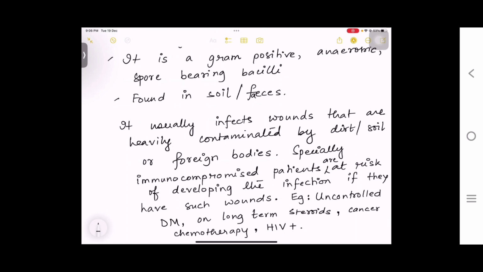Now, the Clostridium perfringens usually infect the wounds that are heavily contaminated by dirt and soil and foreign bodies. And they usually attack the people who are immunocompromised. Like suppose those who have uncontrolled diabetes mellitus, or those who have cancer, or those who are on long-term steroids. So, if there is a wound or infection in such individuals, then the bacilli will enter through the soil into the body and cause the infection.